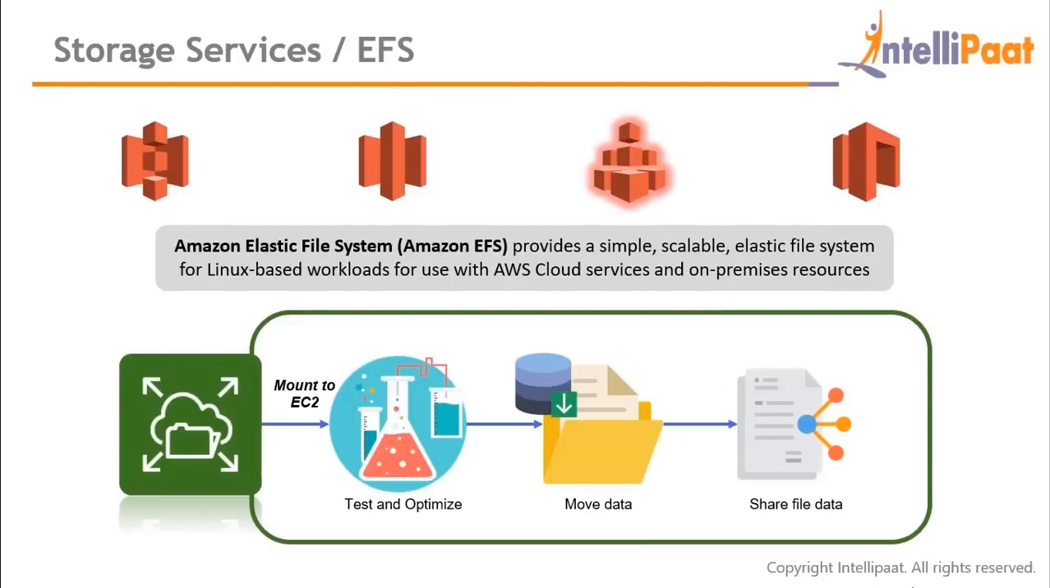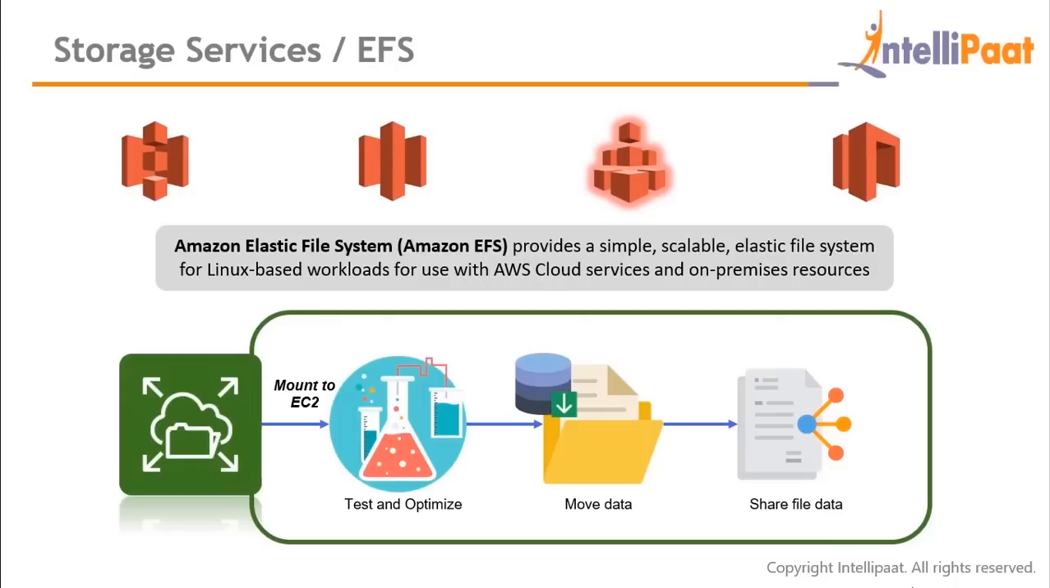The next service is Amazon EFS. EFS is nothing but an elastic file system, and it provides a simple, scalable, elastic file system for Linux based workloads. That means you could create file systems and mount them to your EC2 instance, and you could use it as an elastic file system or a normal file system, and also you could create a single elastic file system and mount it to multiple EC2 instances.